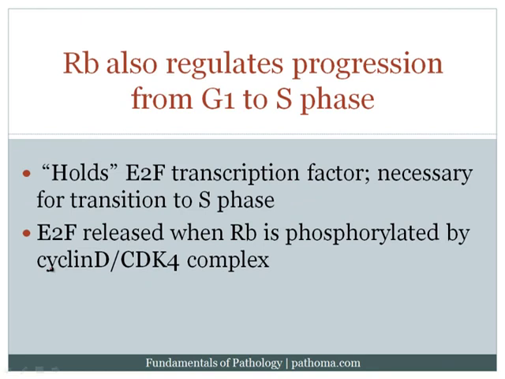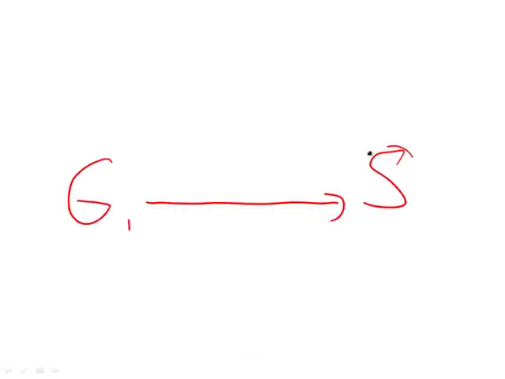Another important tumor suppressor gene is retinoblastoma. And retinoblastoma also regulates progression from G1 to S phase. And the idea here, I'll just do this as a picture, is that when the cell wants to go from G1 to S phase, one of the key molecules that it needs in order to do that is called E2F. So E2F is necessary to go from G1 to S phase, and guess who holds on to E2F?